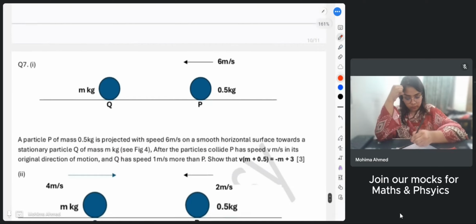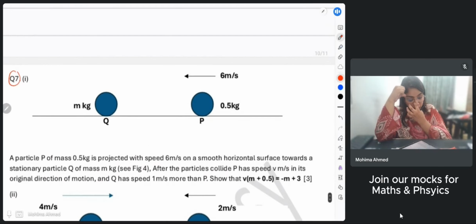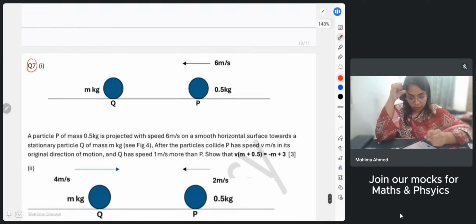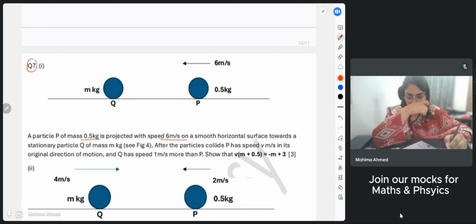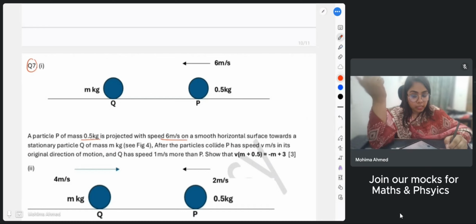Okay, so in question 7, part 1, we can see that a particle P of mass 0.5 kg is projected with speed 6 meters per second on a smooth horizontal surface. Over here, smooth indicates that the particle doesn't have any friction involved, towards a stationary particle Q of mass m kg. For particle Q, the mass is unknown and the velocity is 0. And after the particles collide, P has speed v in its original direction.